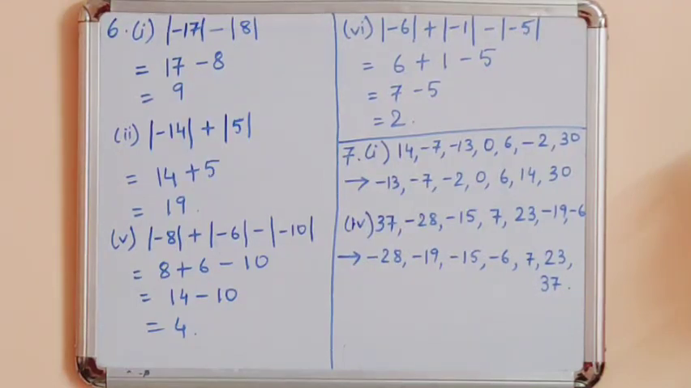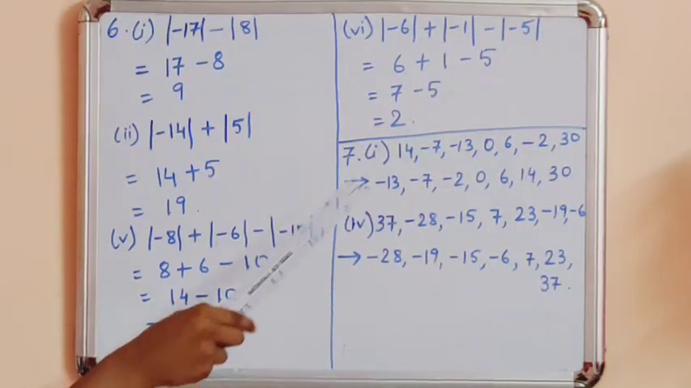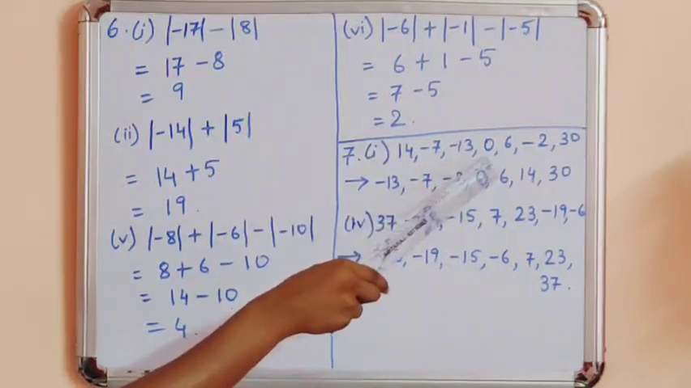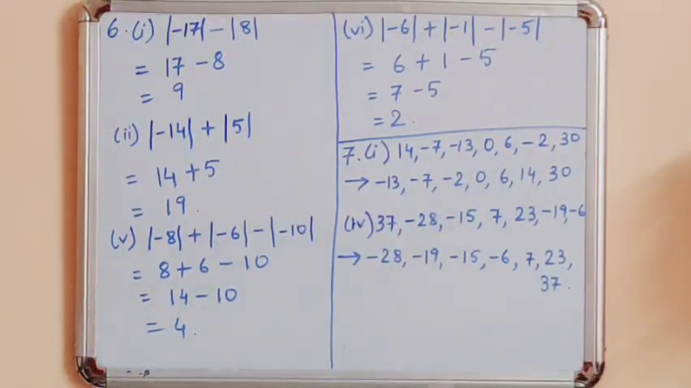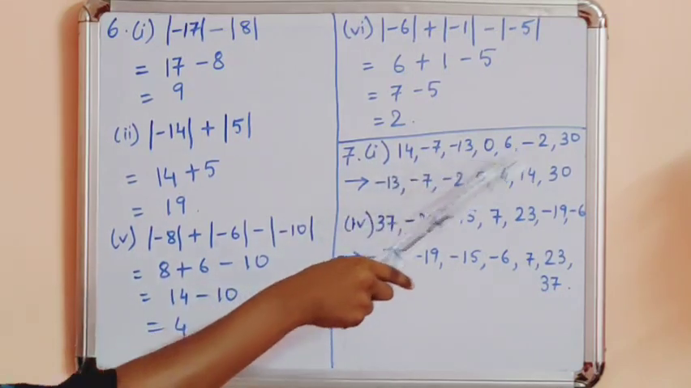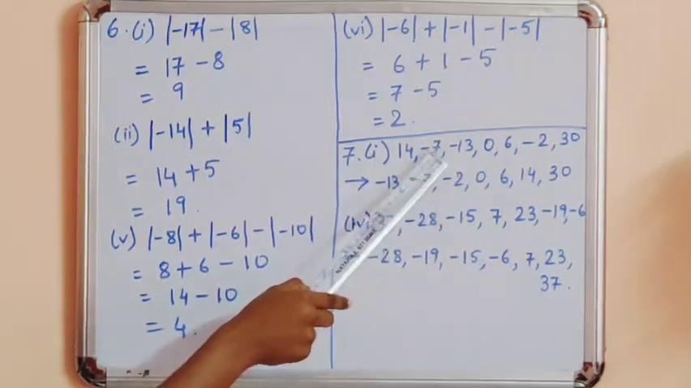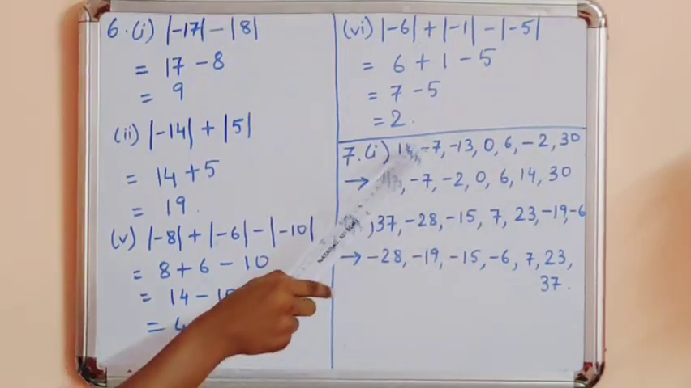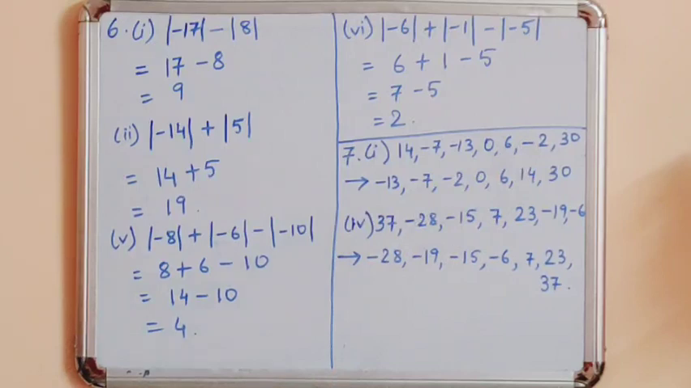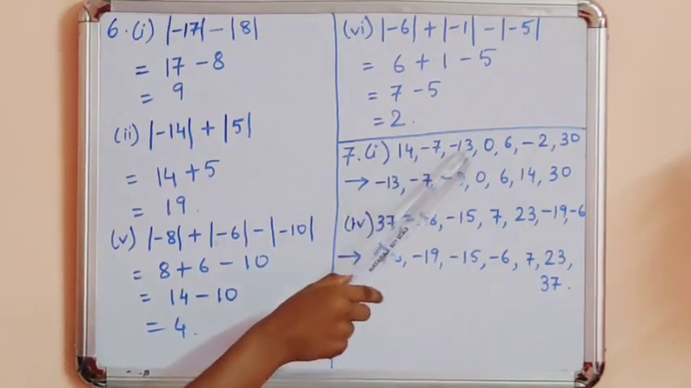Now look at question number 7. Write the following integers in ascending order. So the first question is 14, minus 7, minus 13, 0, 6, minus 2, 13. We have to arrange these integers in ascending order. So we know that ascending order means small to big. So the smallest integers are the negative ones. So we have to take the negative ones first. Now negative numbers here are minus 7, minus 13 and minus 2. Now out of these three negative numbers, which is the smallest negative integer? The smallest negative integer will be minus 13.